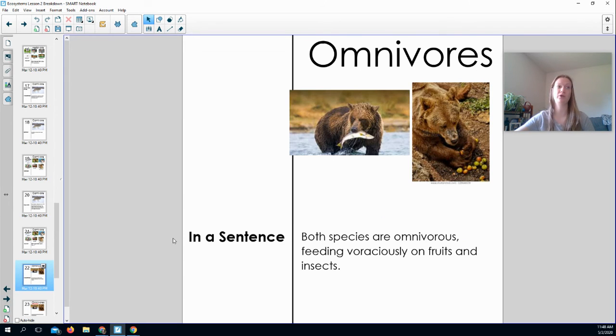Next word and final word is omnivores. You could say omnivore or omnivores. Let's say omnivore 3 times. Omnivore, omnivore, omnivore. In a sentence, you might see both species are omnivorous, feeding voraciously on fruits and insects. Omnivorous is the describing word that is related to omnivore.